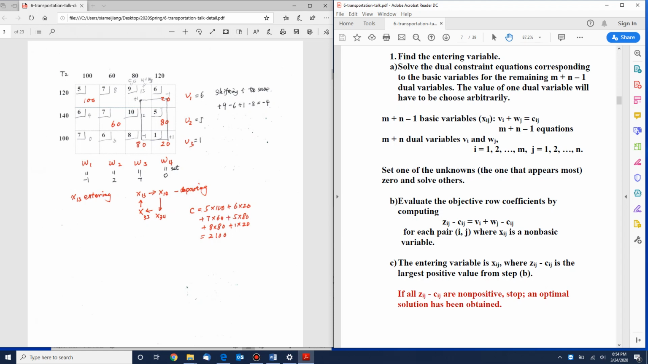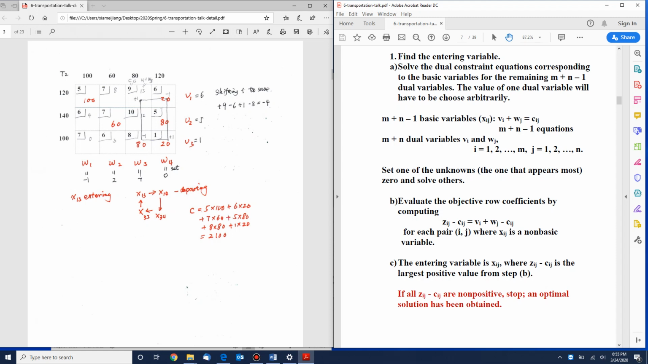Because v3 plus w3 equals c34, which is 4, that's 1, right? And v2 plus w4 equals c24, that's 5, right? So you can easily work it out just from the table, very easy to get. And then when you have v1 equals 6, you could see that v1 plus w1 equals c11, 5, right? So v1 equals 6, then w1 equals minus 1, right? So in this way, we can very easily get the values of the dual variables.